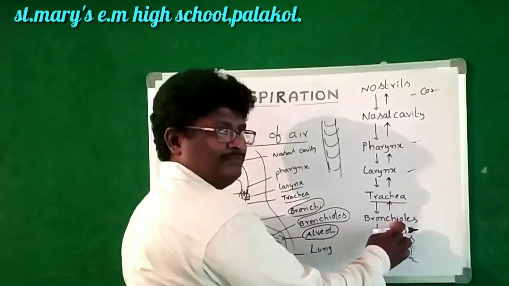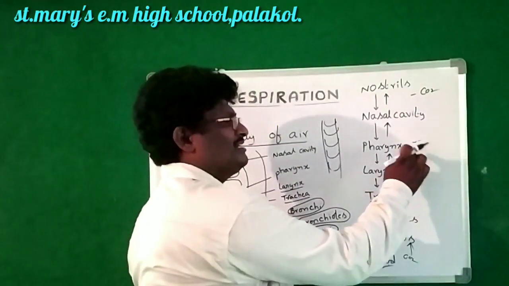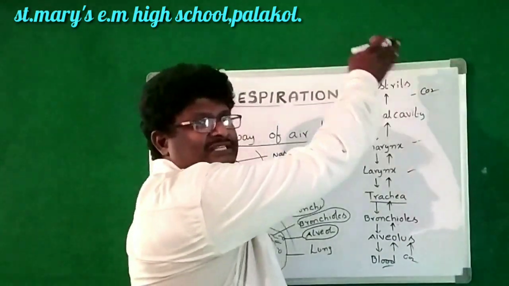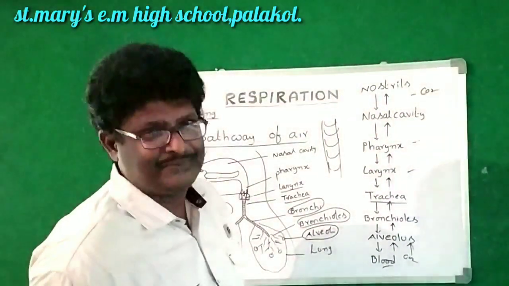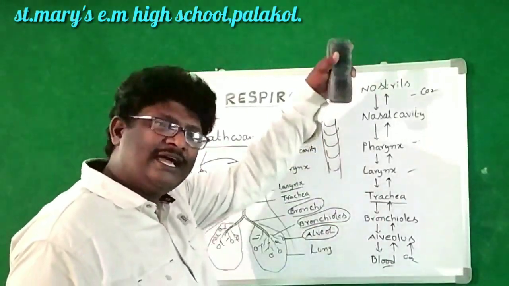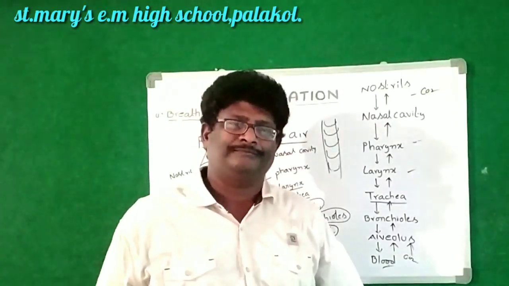From the alveolus, bronchioles to trachea, trachea to larynx, larynx to pharynx, pharynx to nasal cavity, nostrils, through the nostrils it comes out into the atmosphere. This is the pathway of our respiratory system in our body.